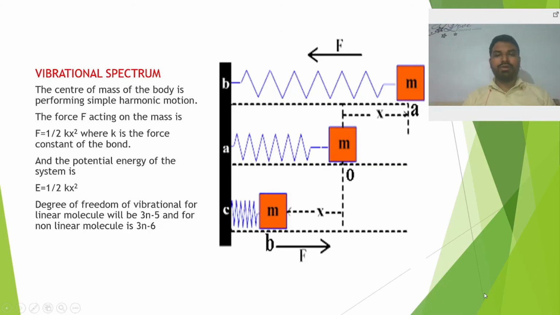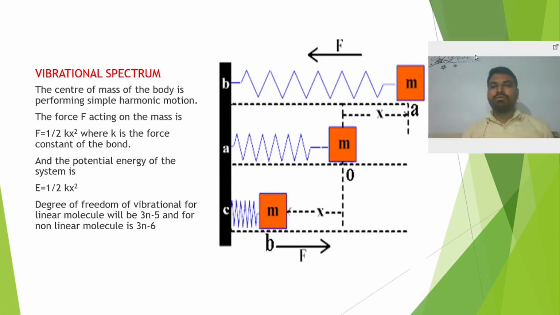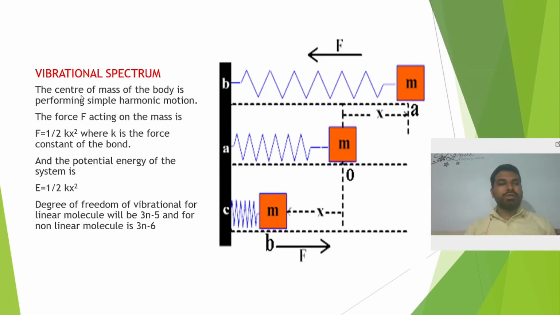Now we will move on. This is the vibrational spectrum of a molecule. The center of mass of the body is performing simple harmonic motion. The force F acting on the mass is F equal to minus kx, where k is the force constant of the bond, and the potential energy of the system is E equal to half kx square.